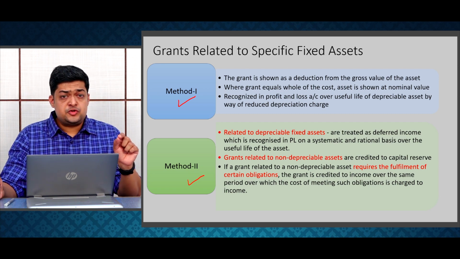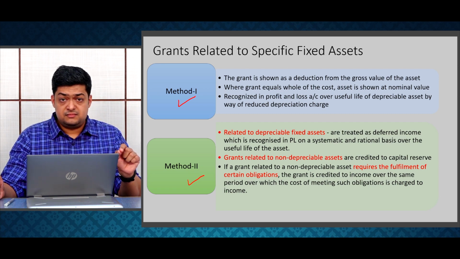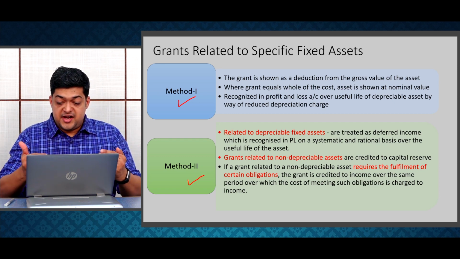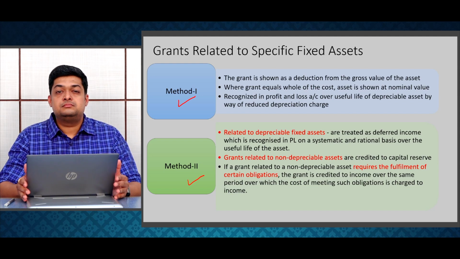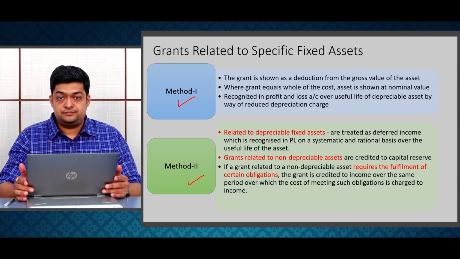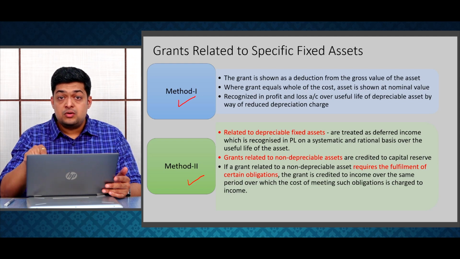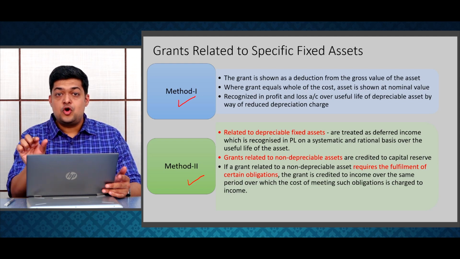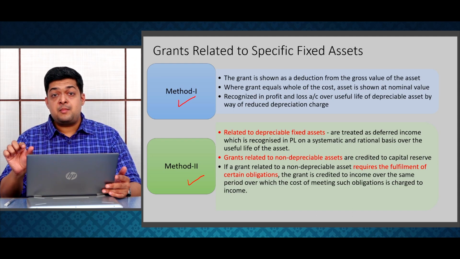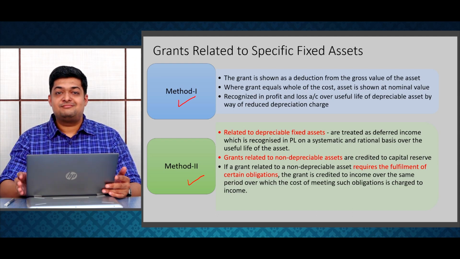If the grant relates to specific fixed assets which are depreciable fixed assets, then the grant which you receive is treated as deferred income. So what we are going to do, understand this. Suppose you acquire an asset for 100 crores, same entry, fixed asset account debit to bank. You receive grant, let's say 50 crores. What will be the accounting entry? In this case method 2, bank account debit 50 crores to deferred income account or deferred grant account 50 crores.